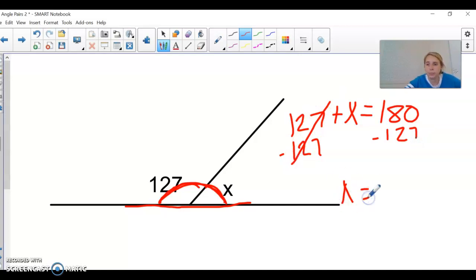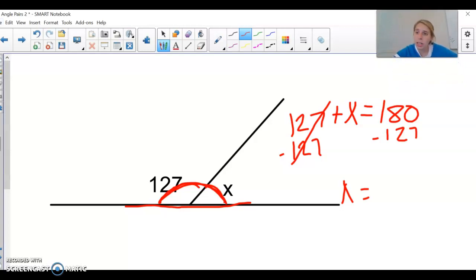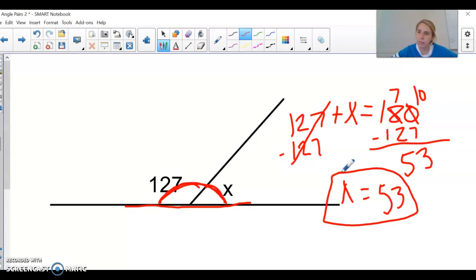x equals, well, if you forgot how to do the old school way of subtracting, I'm going to show you. We need to do 0 minus 7, and that doesn't work. So go to the next door neighbor, and I'm going to have to borrow. The 8 is going to cross out and make a 7, and the 0 is going to make a 10. 10 minus 7 is 3. 7 minus 2 is 5. And 1 minus 1 is 0, so we're done. So x would equal 53.